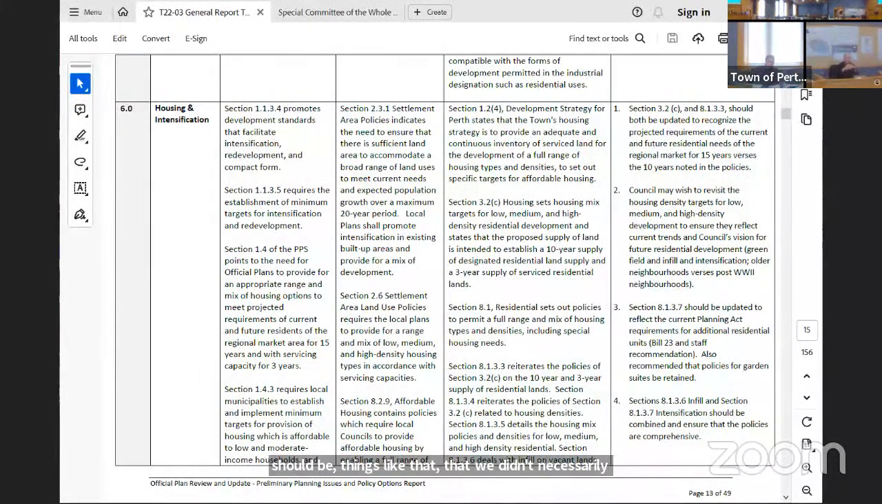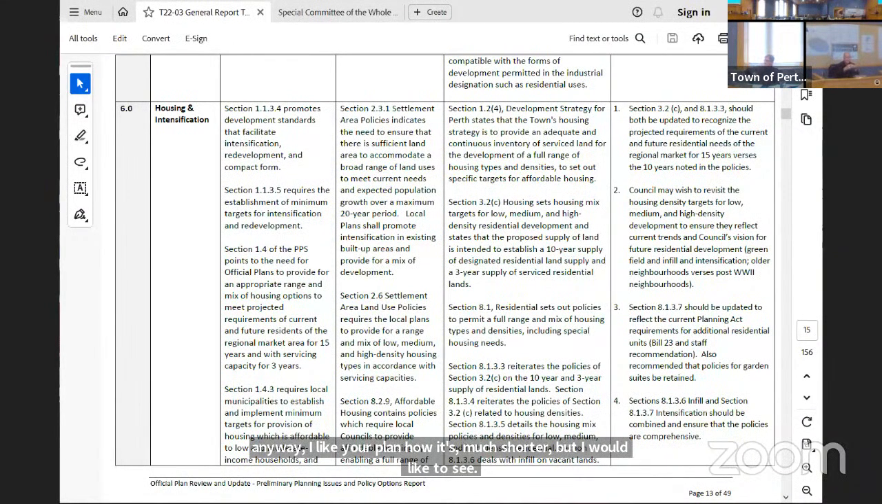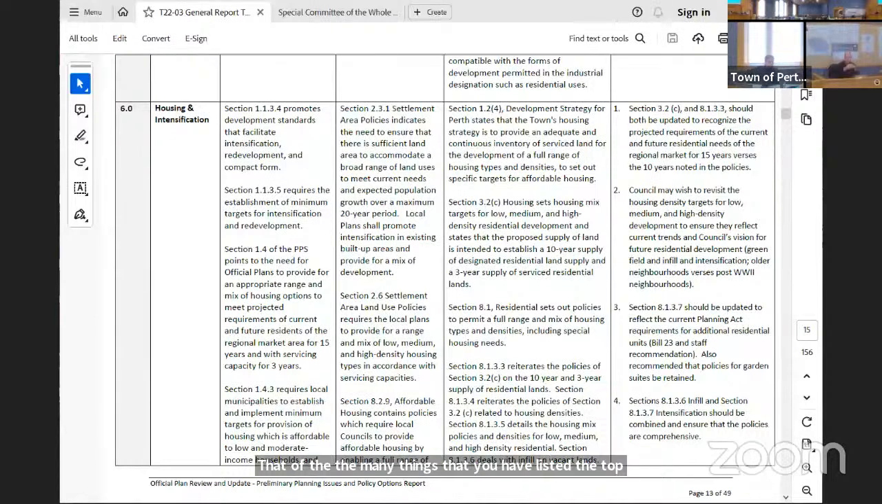But anyway, I like your plan, how it's much shorter, but I would like to see that of the many things that you've listed, the top 5 that really need to be addressed, and what can be addressed in a small town.